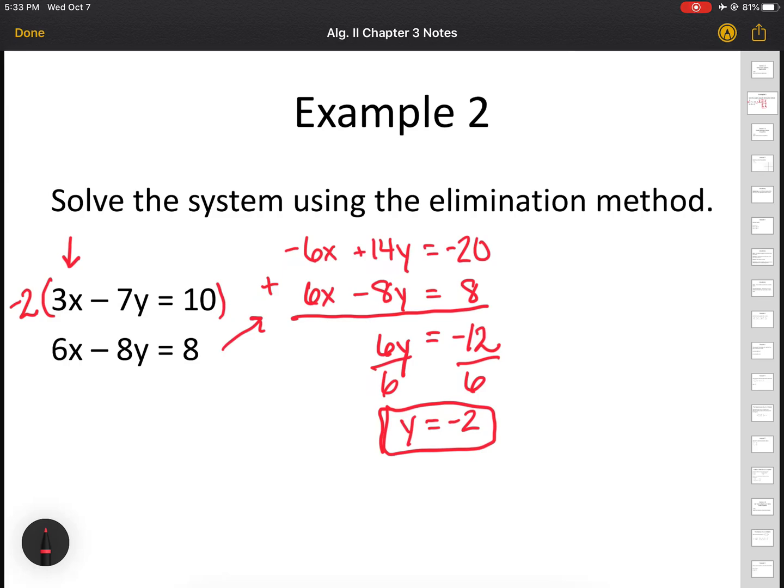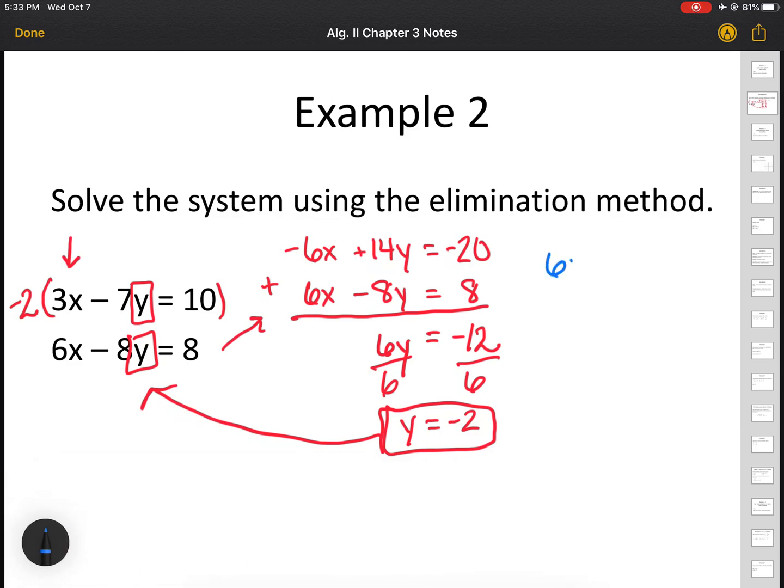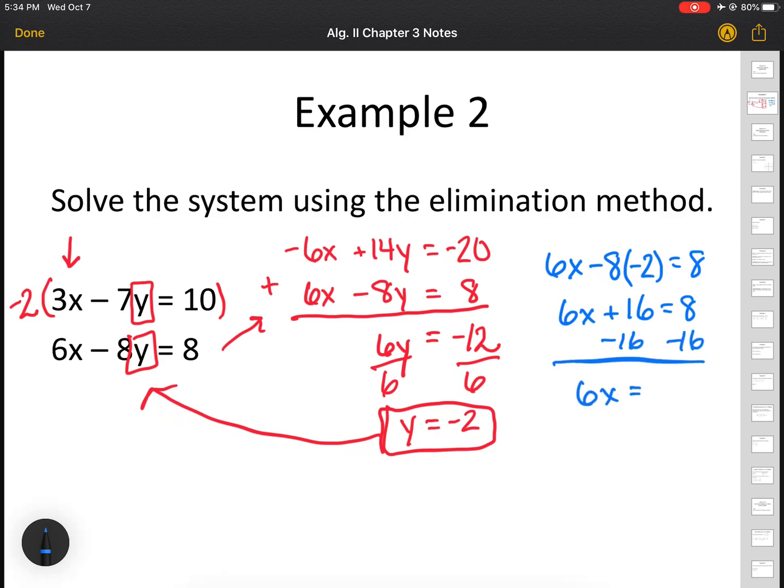Okay, so now I could take that -2 and plug it in to either of the y's in my original linear equations. It doesn't matter which one you choose. I'll just go ahead and plug it into the bottom one. So if I do that, 6x minus 8 times y, but y is now -2, equals 8. So I got 6x, and then -8 times -2 is 16, equals 8. I'm going to move that 16 to the other side.